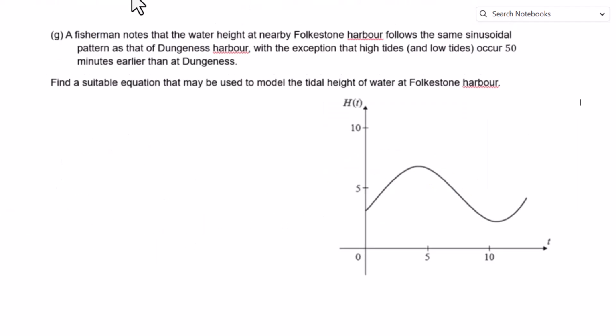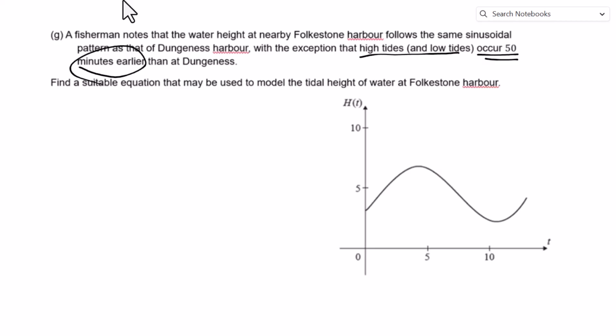Let's go to G. A fisherman knows that the water height at nearby Folkestone Harbor follows the same sinusoidal pattern as the previous harbor, with the exception that high tides and low tides occur 50 minutes earlier than the previous one. Find a suitable equation that may be used to model the tidal height of water at Folkestone Harbor.